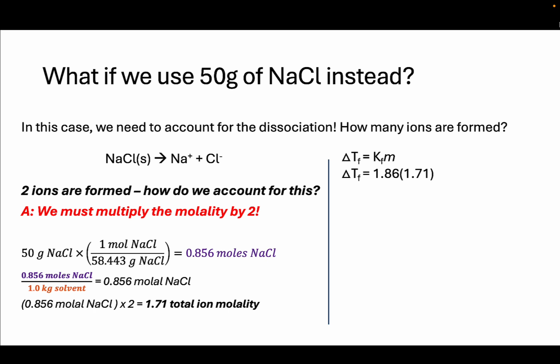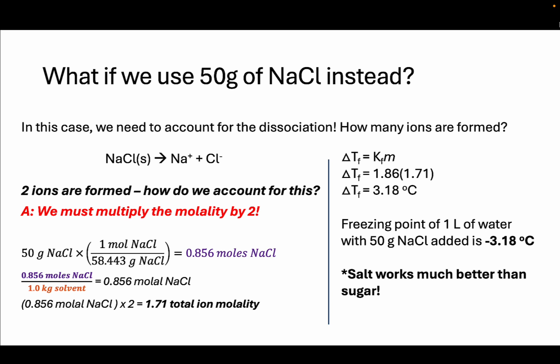Same Kf, still water, and the freezing point depression is 3.18 degrees Celsius. And so is this the answer we should report? The new freezing point is 3.18? Not exactly. It's going to be 3.18 lower. We know the freezing point of water is 0 Celsius, so our new freezing point is negative 3.18 degrees Celsius. Same amount, it seems to work much better than sugar, not only because of the lower molar mass, so there are more moles of sodium chloride in the 50 grams, but also because of this dissociation.